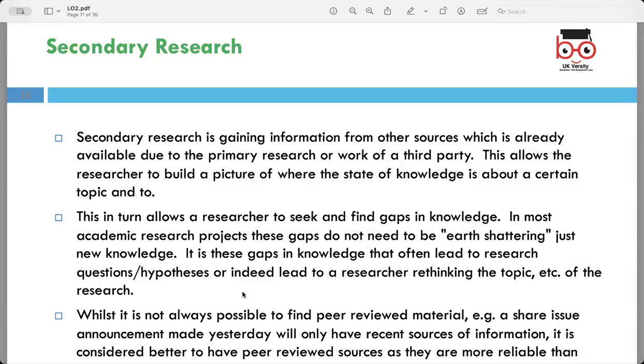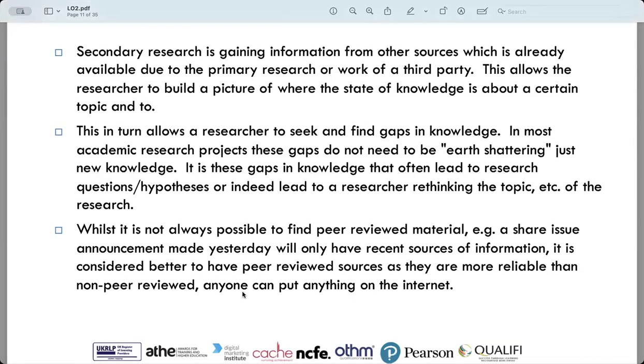Peer-reviewed articles are written by experts and checked by other experts, making them more reliable than random online blogs or unverified websites.